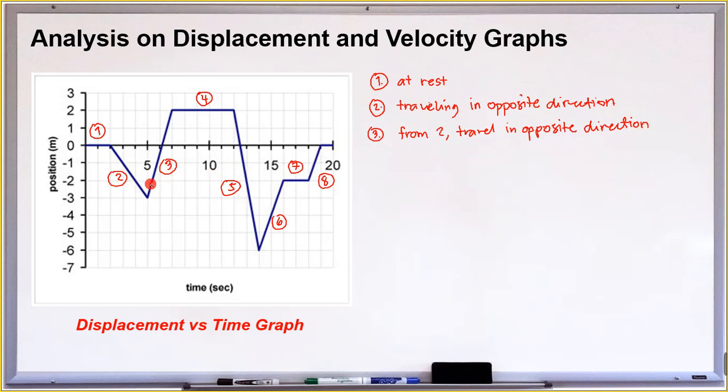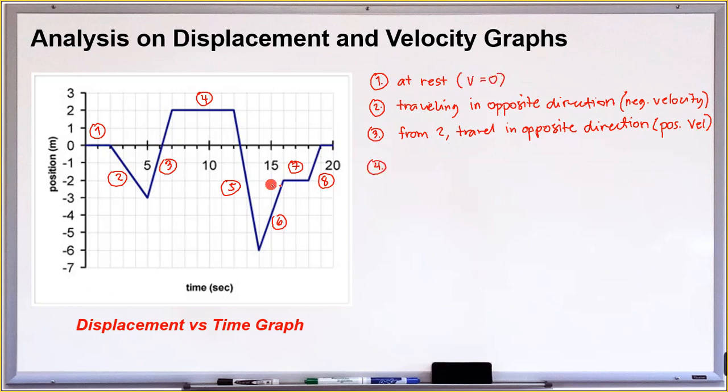Now, how about its velocity? We all know that the velocity here is the slope of the graph. In number 2, the slope is negative, so we have a negative velocity. For number 3, the slant is positive, so therefore we have a positive velocity. Number 1 is at rest, so we have velocity 0.